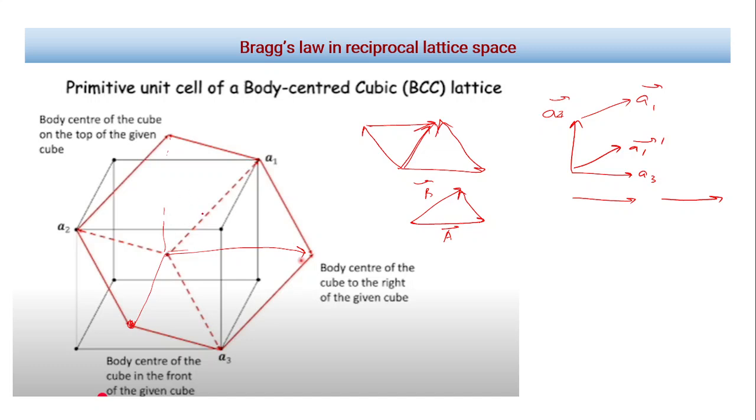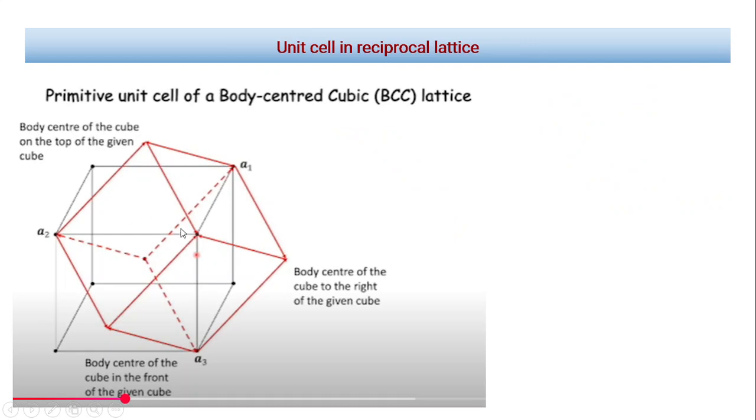Now when we get primitive BCC, because I told you that if I want to see what kind of unit cell my BCC becomes in the reciprocal space, I need to start from the primitive unit cell. So this is my primitive unit cell. Now what will be the translation vector or basis vector for this primitive unit cell? Now only consider this red one, and we need to find out what will be the translation vector for this primitive unit cell. This is what we have drawn.